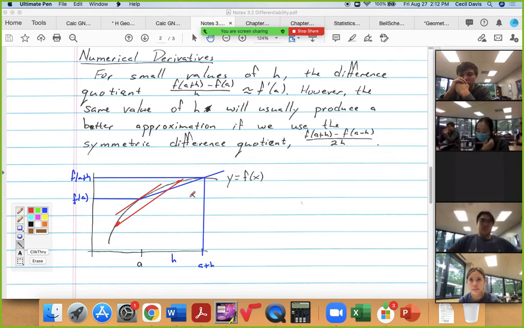So if we just go to one side, we're not as good. If we go a little bit to one side, a little bit to the other side, and then we have to divide by 2h, we tend to get a better approximation. Now, this is an okay approximation, and sometimes this is all we can do. But if we want a better approximation, we can use this one.